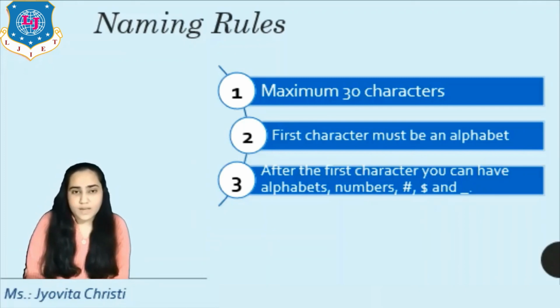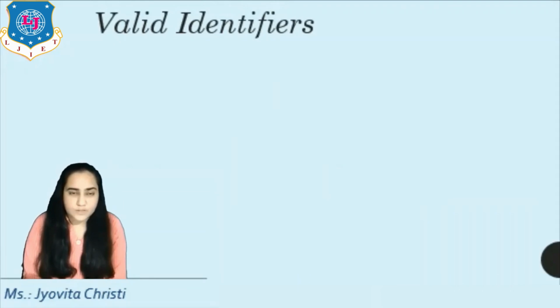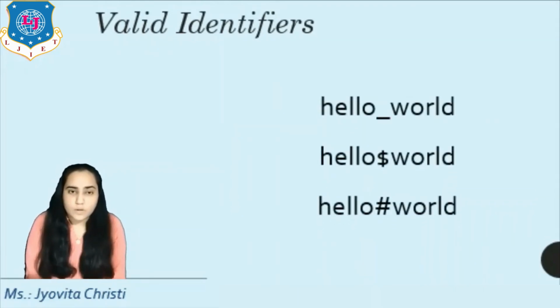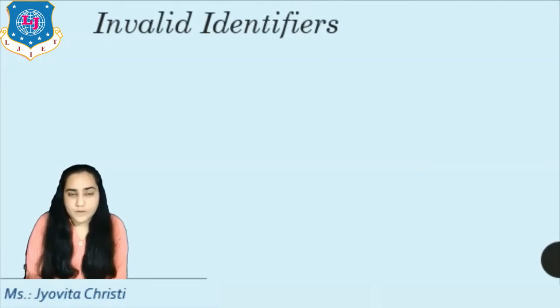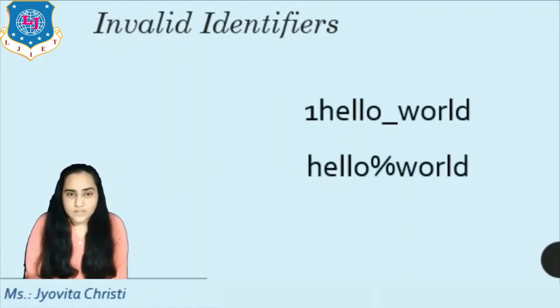Let's take a look at some of the valid identifiers. You can see them on your screen right now. These identifiers are valid identifiers and they will not give you any error. Now let's see some identifiers that are not valid. So you can see here, these identifiers are not valid.